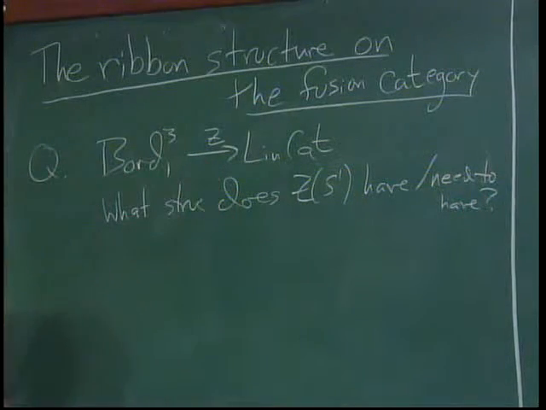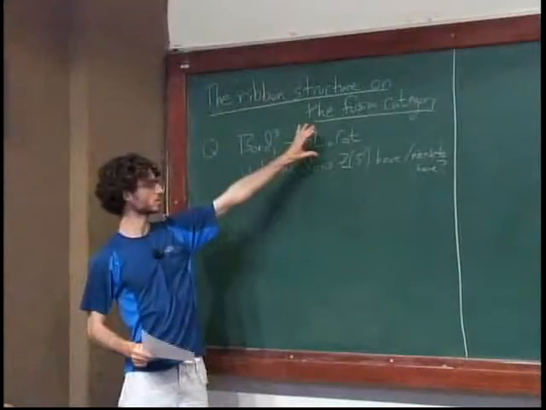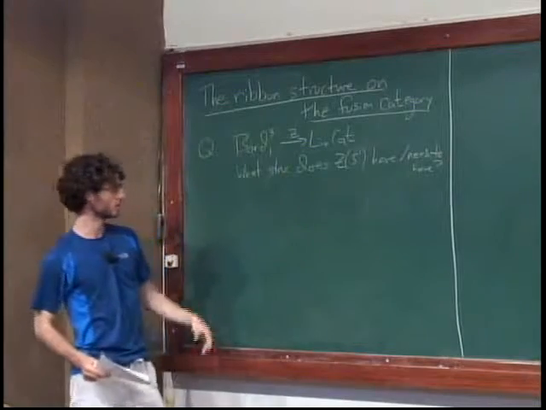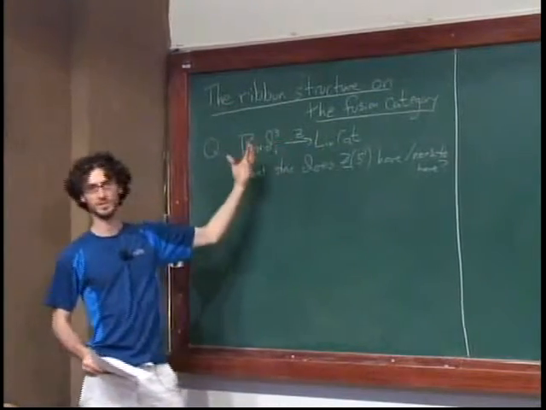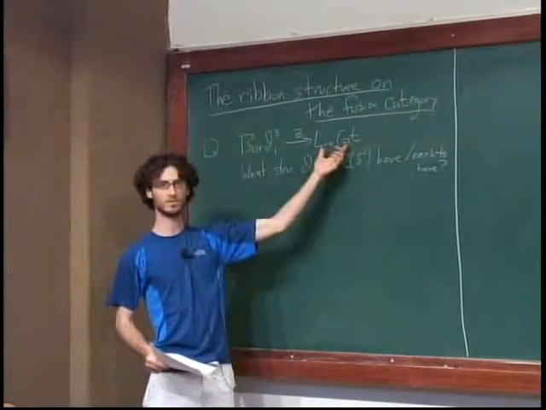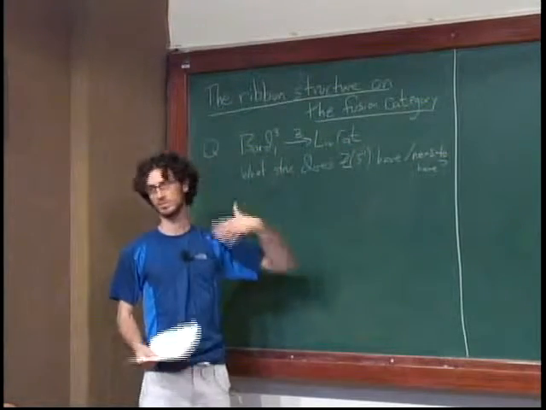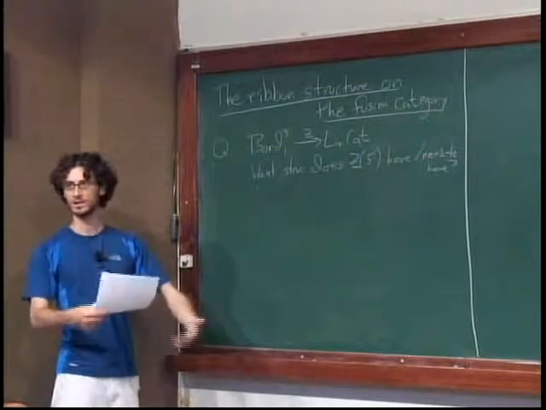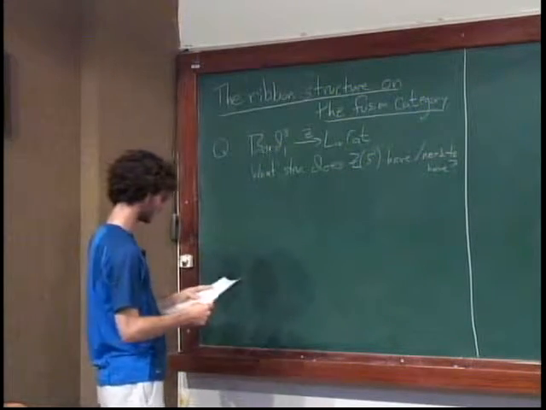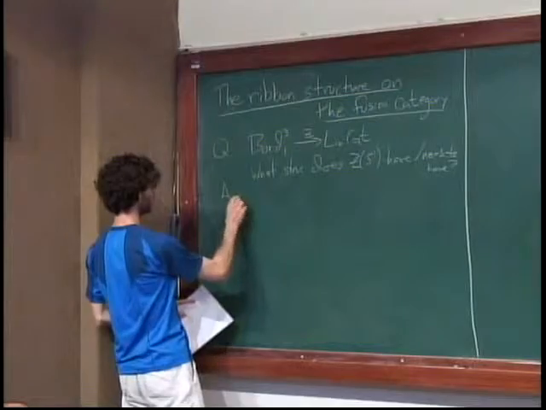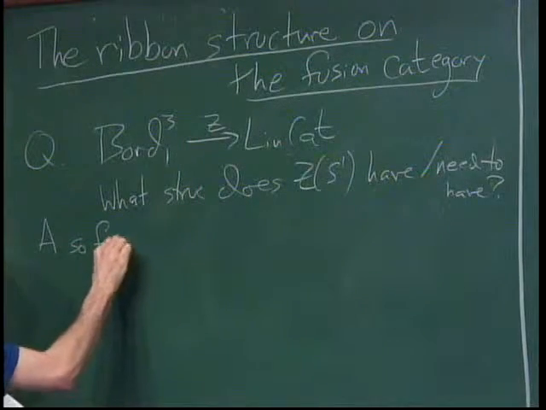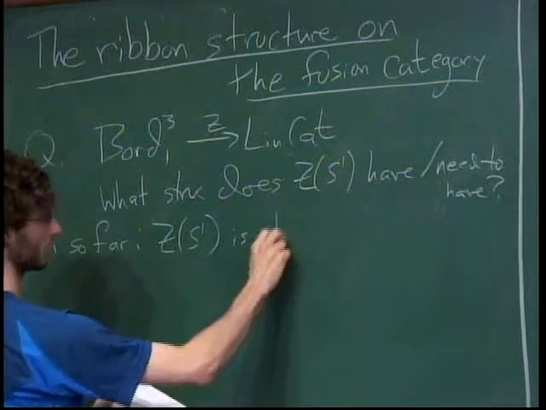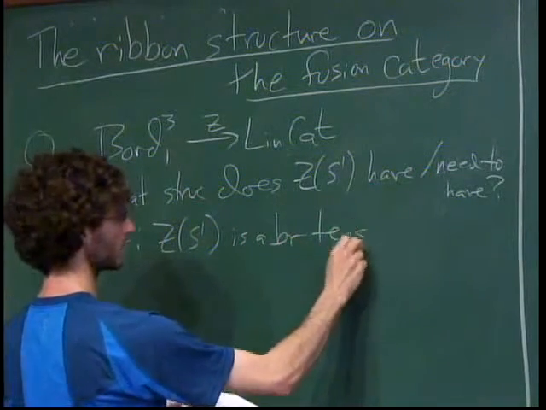So what I mean by that is two questions at once. On the one hand, if we were given such a functor, what do we see as the structure on the resulting linear category? And on the other hand, if we were trying to build such a functor, what structure do we need to give to a linear category to be able to build it? The answers are the same to both questions, which is why I'm not being so careful to distinguish them. And so the answer so far is that Z of S1 is a braided tensor category.